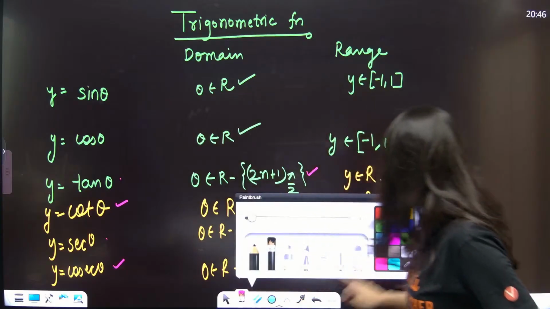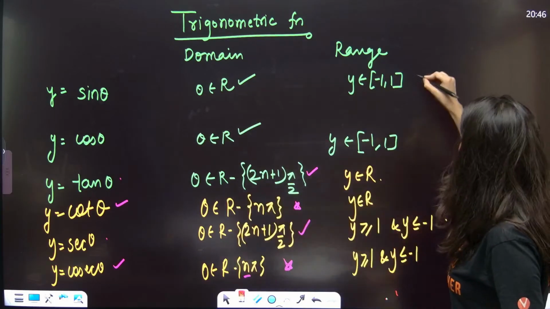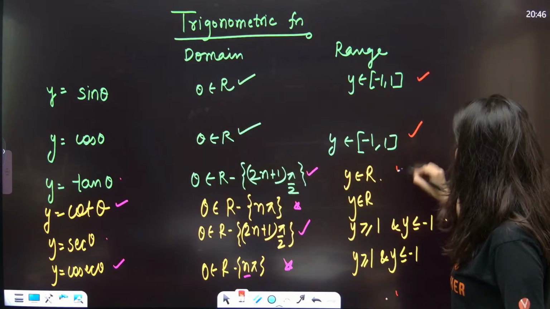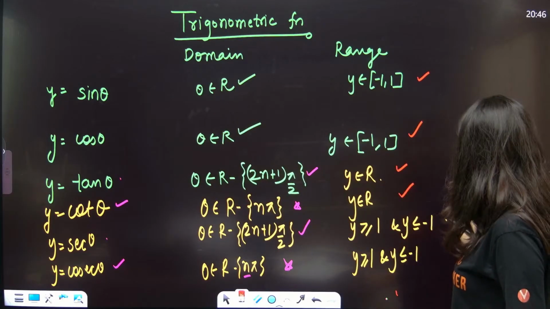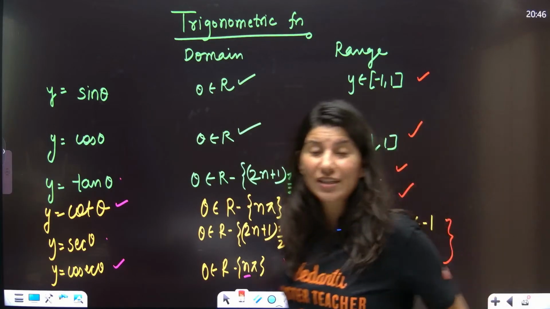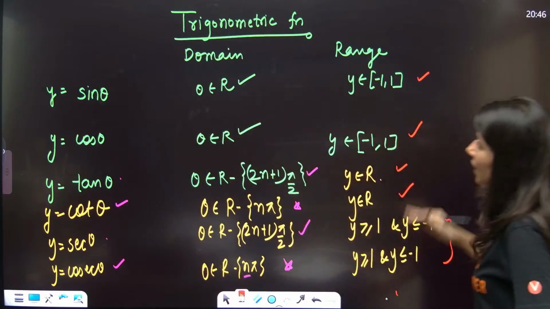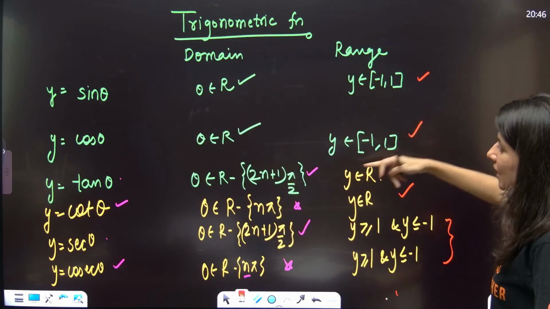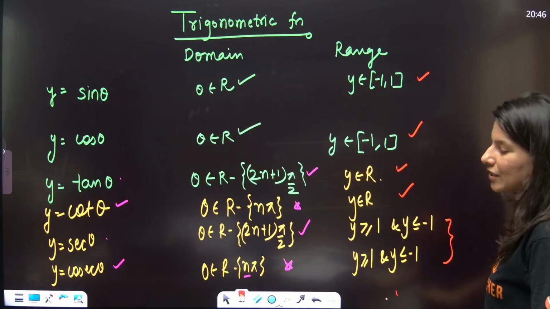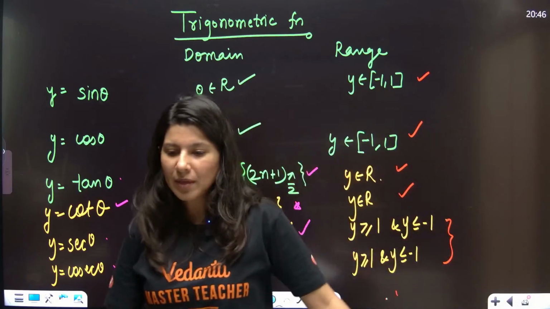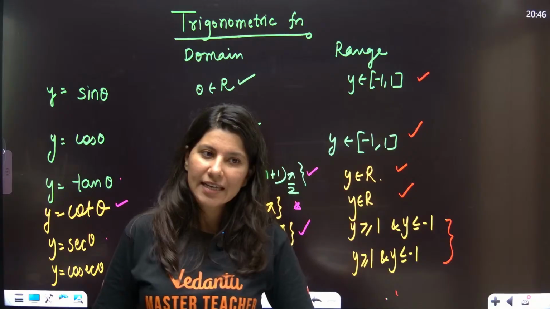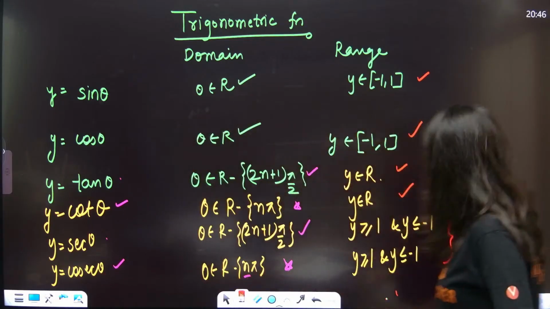If I talk about range now, see sine and cos share the same domain, tan and cot share the same domain and sec and cosec, sorry, range, sorry. Sine and cos share the same range, tan cot same range, sec cosec same range. Will you be able to remember it, everybody? Yes? Okay. Now let's do one thing.